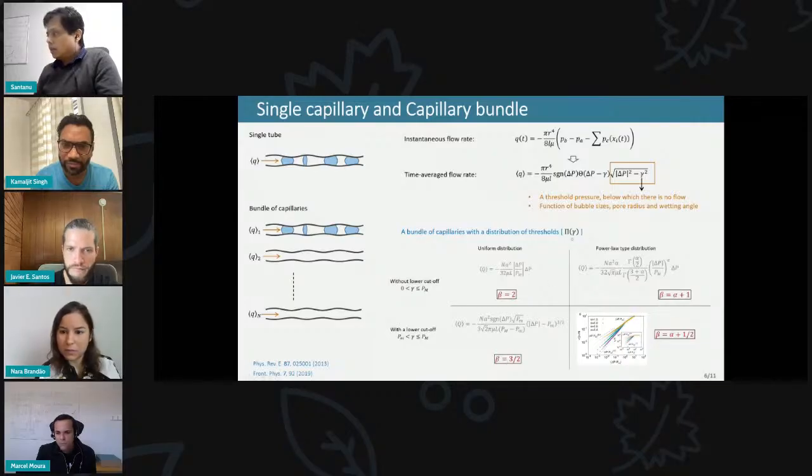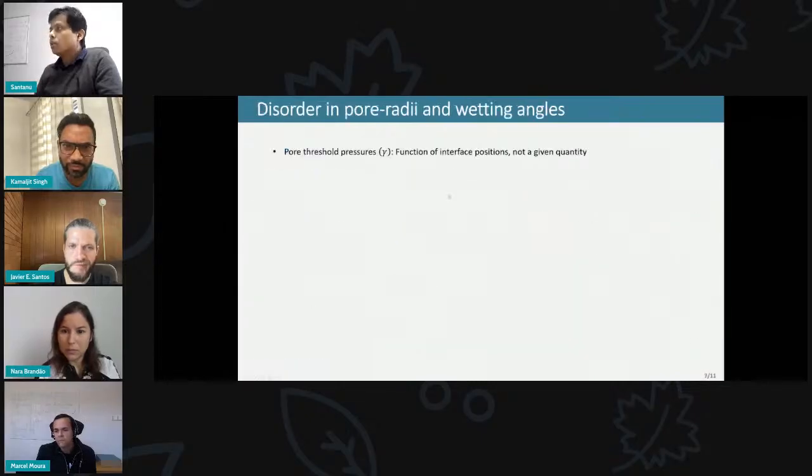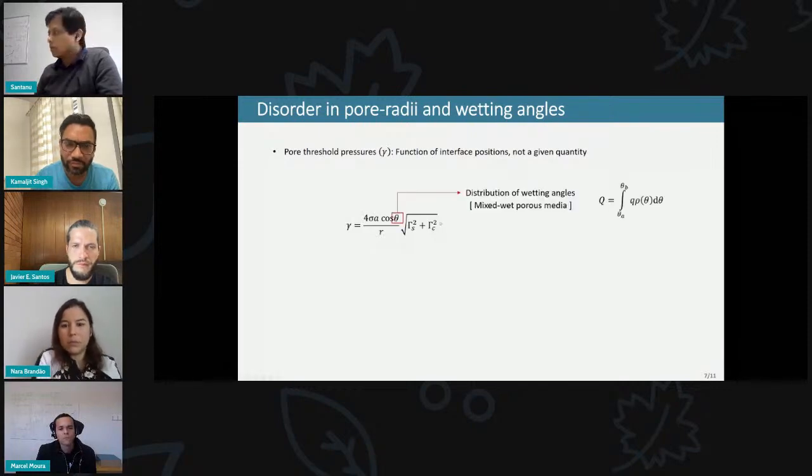Now this gamma, this distribution, is not a given quantity. It depends on many things. So if we look into this expression for gamma, we have this. So this theta is the wetting angle. This is a given quantity for the porous media. So if we take a distribution of the wetting angle, for example, we can calculate Q, and this translates the problem to a mixed wet porous media.